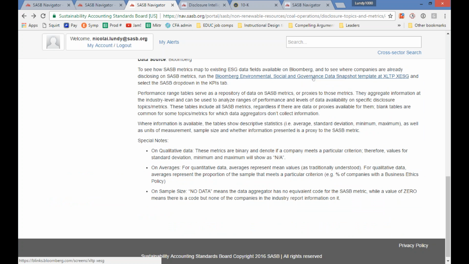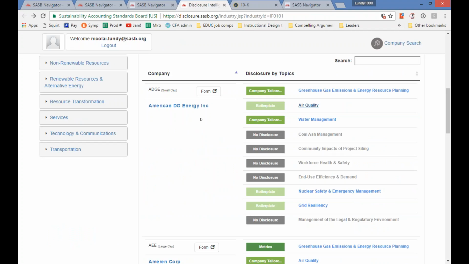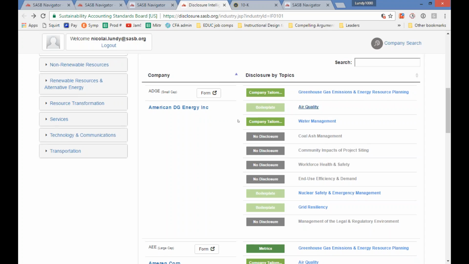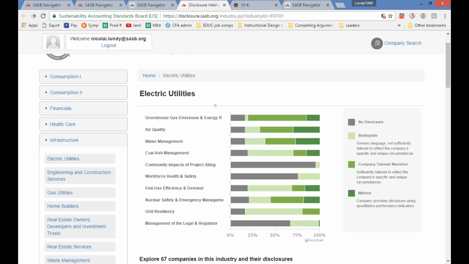The Bloomberg Excel template gives you 5 years of data. In the Disclosure Intelligence app, these disclosures come only from SEC filings. And that's really based on SASB's mission. SASB's mission is to make information more comparable and higher quality in the reporting channels that investors and the marketplaces are used to through SEC filings.